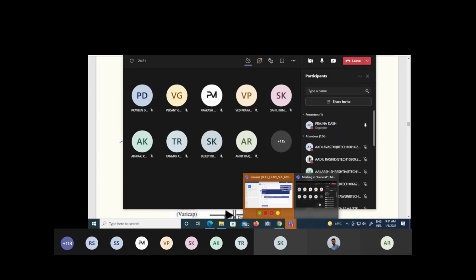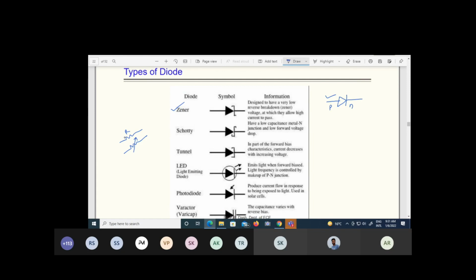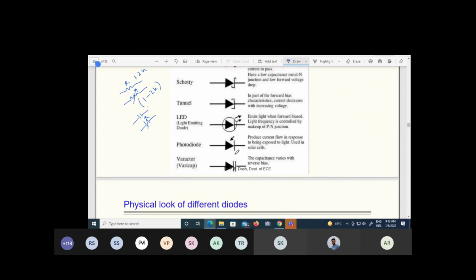If it is a fixed resistor, its value is fixed. Suppose this is a 1.2 kilo ohm resistor, its value will always be 1.2 kilo ohm. But if it is a variable resistor, some range will be given, like 1 to 2 kilo ohm. That means the minimum value can be 1, and the maximum value can be 2 kilo ohm. Likewise, a capacitor can be a fixed capacitor or a variable capacitor. This diode can be used as a variable capacitor with some specific arrangement or construction.